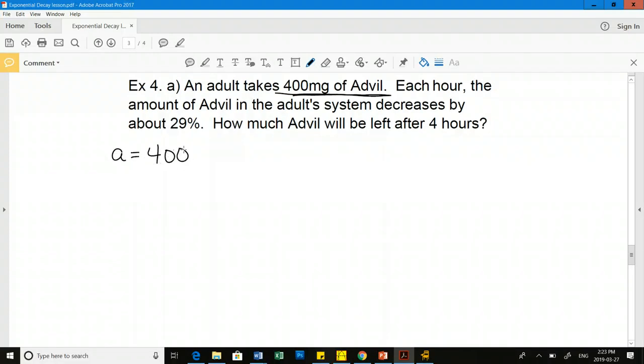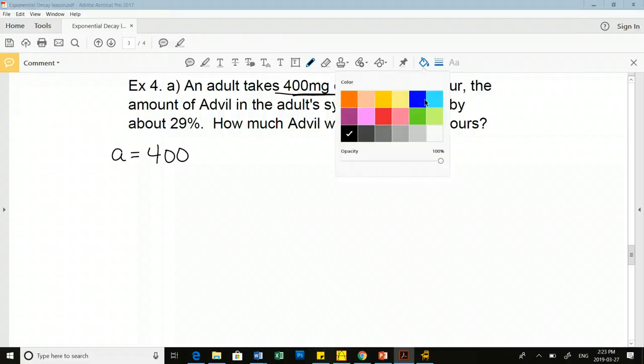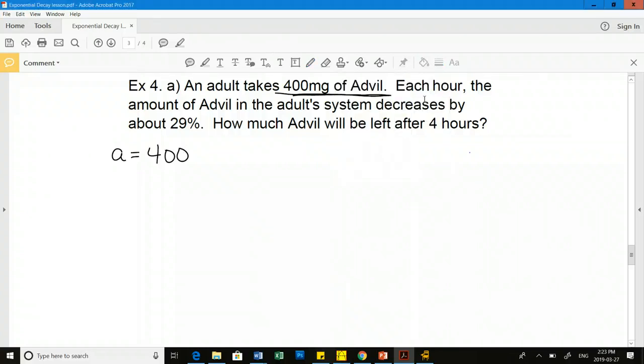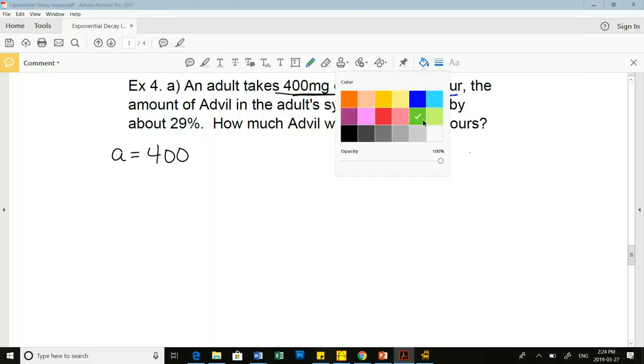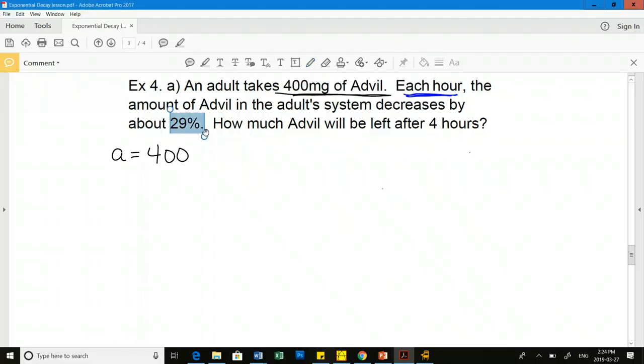Okay, each hour. So, a little tricky, but this is part of my X value. That is my growth, that's my decay rate. So each hour, the amount of Advil in the adult system decreases by about 29%. This 29% is going to help me figure out our B value and how much will be left after 4 hours. So this is also having to do with time.